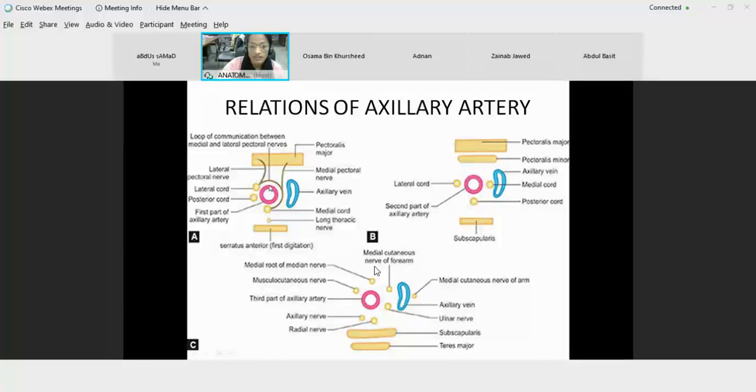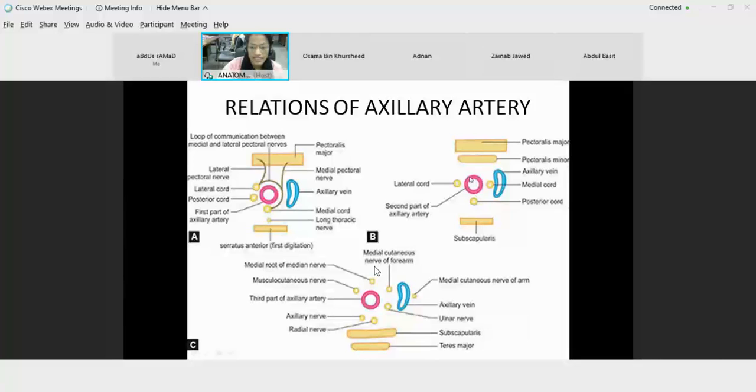In all the three parts we have axillary vein medially. Apart from that, anteriorly we have in the first part pectoralis major muscle, clavicular head, and the loop of communication between medial and lateral pectoral nerves. Posteriorly, we have medial cord, serratus anterior muscle, and long thoracic nerve. Medially, axillary vein, and laterally, lateral cord and posterior cord of the brachial plexus.